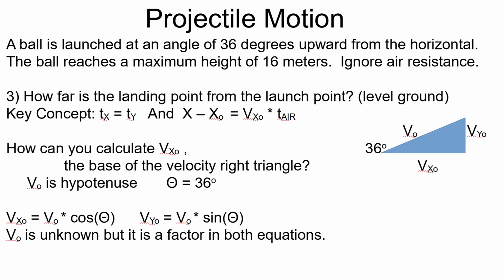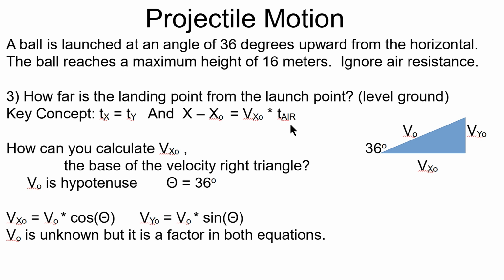Question 3. How far do we land away from the launch point? We're on level ground. Our key concept here will be that the time moving in the x direction is the same as the time moving in the y direction. There's only one ball, so these two times are the same. T sub x equals T sub y. That's typical for projectile motion problems. And the distance traveled here, the range, the x direction, is just the rate multiplied by the time.